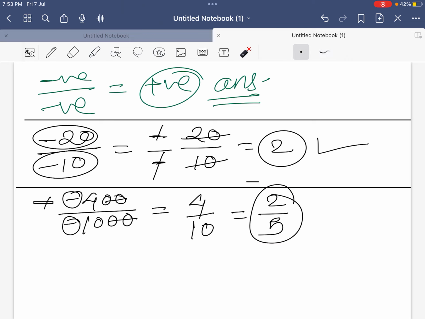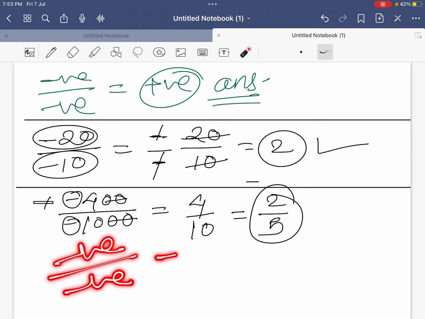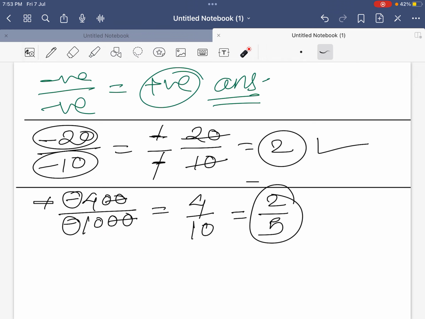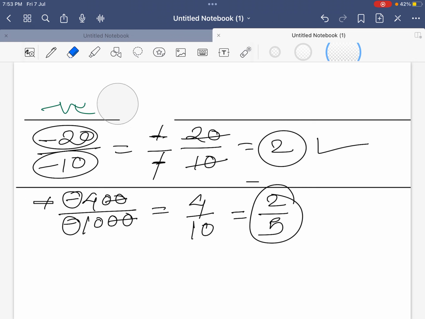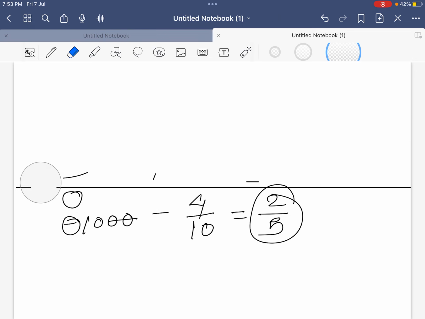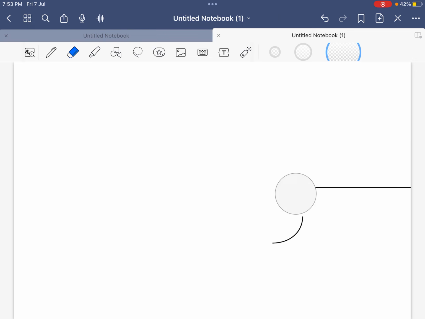So likewise, we have to solve the question if they ask, or if a negative term is divided by a negative term, your answer is always a positive term. Clear? Now let's move to the second example, which is related to the similar one. Just we have to divide the terms, where the first term is positive and the second term is negative.